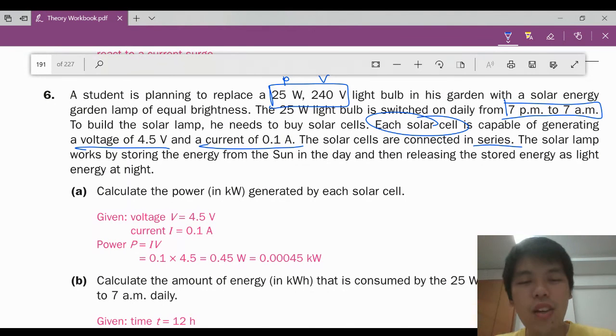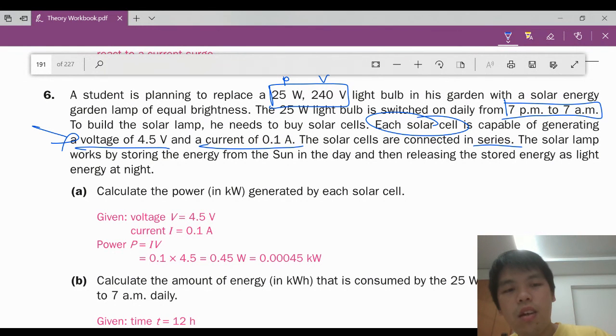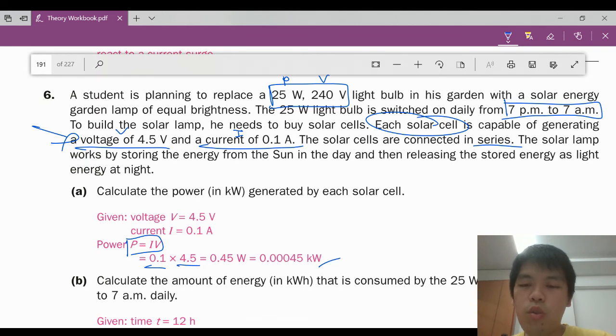So calculate the power generated by each solar cell. Each solar cell, the information is here. The voltage is 4.5, the current is 0.1. What is the power? P equals IV. Remember, write down the formula. Put in 0.1, times 4.5, you have 0.0045 kilowatts. Why do you want to do so? Because of the next part.